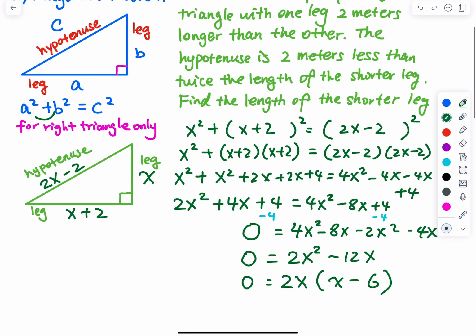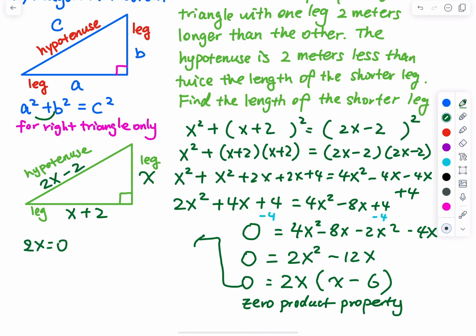And then at this time, we can apply the zero product property. Because we have multiplication of factors on one side, 0 on the other side. If the other side is not equal to 0, then you cannot apply the zero product property. So therefore, we have two factors, right? So first, we have 2x equals 0. We have x minus 6 equals 0. That means x equals 0, divide both sides by 2. Add 6 to both sides, you have x equals 6.